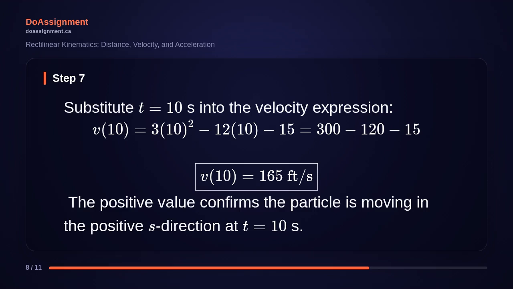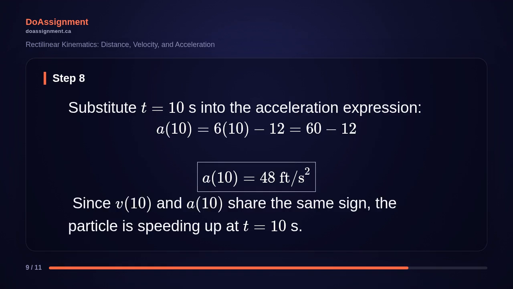Plugging t equals 10 into the velocity equation: 3 times 100 minus 12 times 10 minus 15 equals 300 minus 120 minus 15, which is 165 feet per second. The positive result means the particle is moving in the positive direction at that instant.